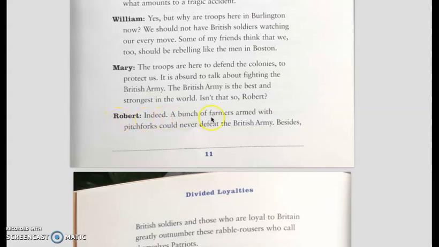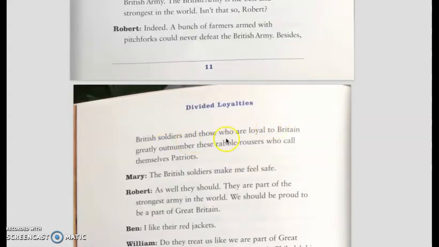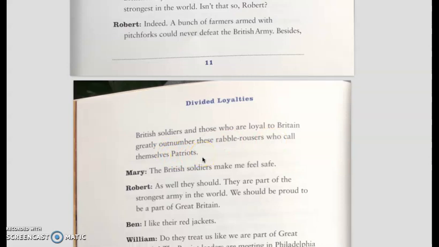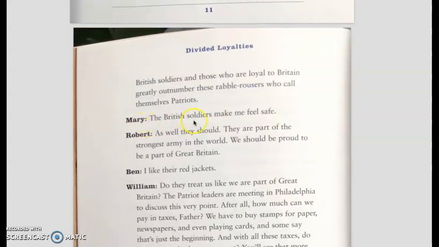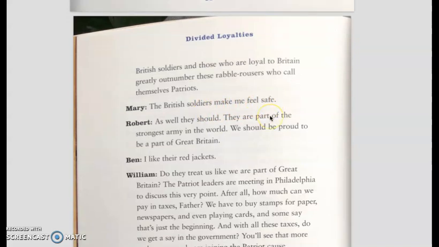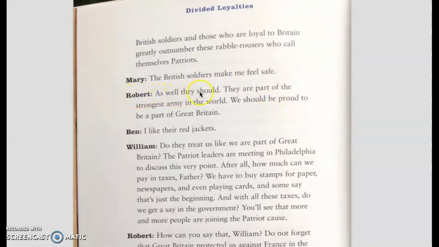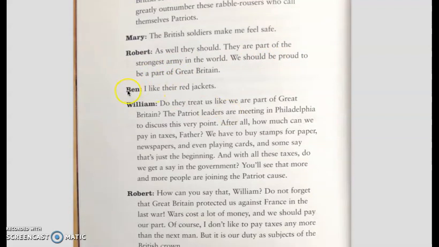Robert. Indeed, a bunch of farmers armed with pitchforks could never defeat the British Army. Besides, British soldiers and those who are loyal to Britain greatly outnumber these rabble-rousers who call themselves patriots. Mary. The British soldiers make me feel safe. Robert. As well they should. They are part of the strongest army in the world. We should be proud to be a part of Great Britain. Ben. I like their red jackets.